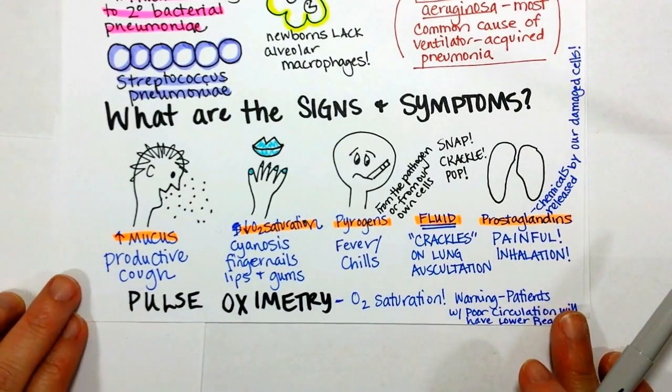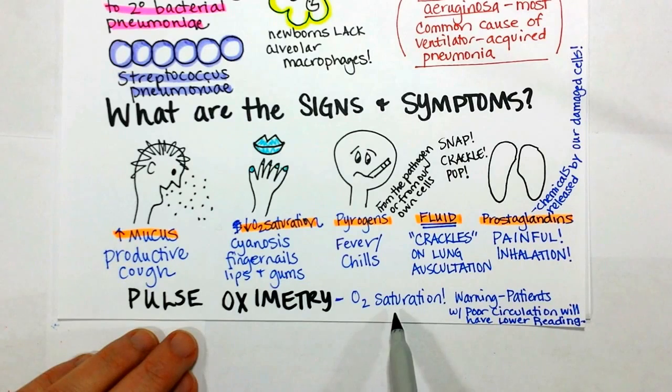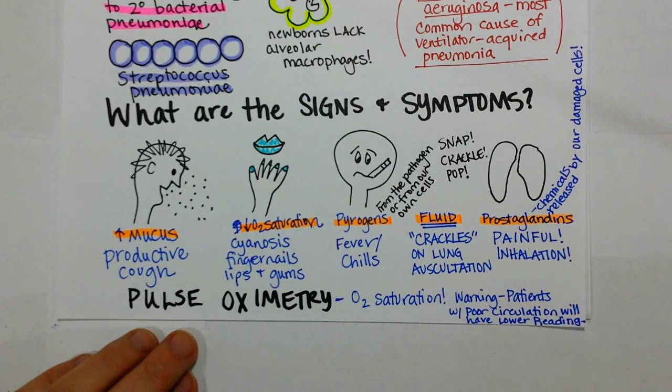Then I wanted to just mention pulse oximetry, which is a nifty little gadget that's placed on the finger to get a quick indication of how much oxygen is in the blood. However, if a patient already is known to have poor circulation, beware that this technique will produce a lower reading than otherwise.